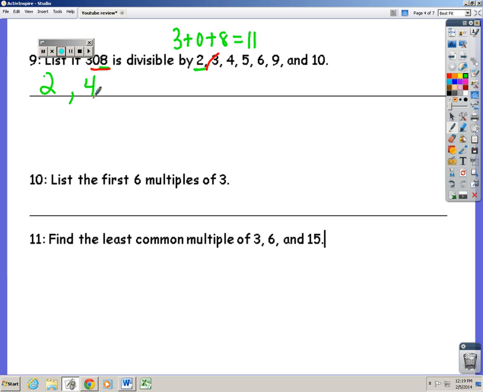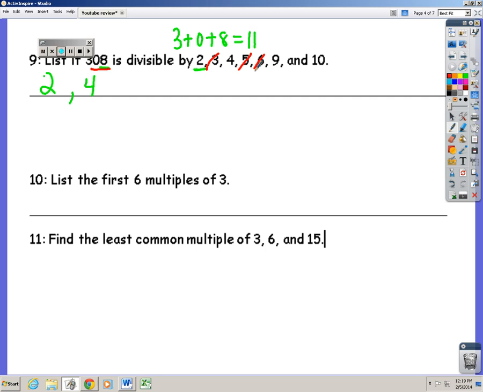Our next one is 5. Our rule for 5 is any number ending in 0 or 5. We can see that ends in an 8, so that doesn't work. Put a line through that one. That doesn't work. 6, our rule is if it's divisible by 2 and 3. We said it is divisible by 2, but it's not divisible by 3, so 6 doesn't work.